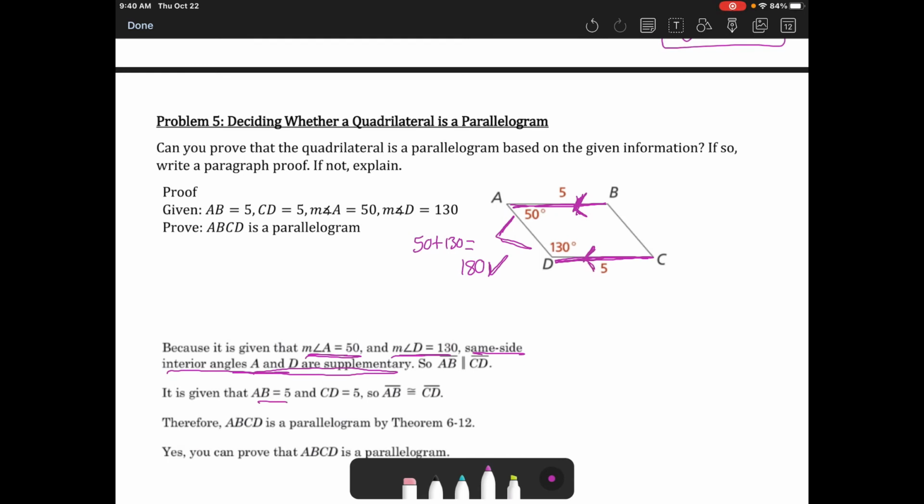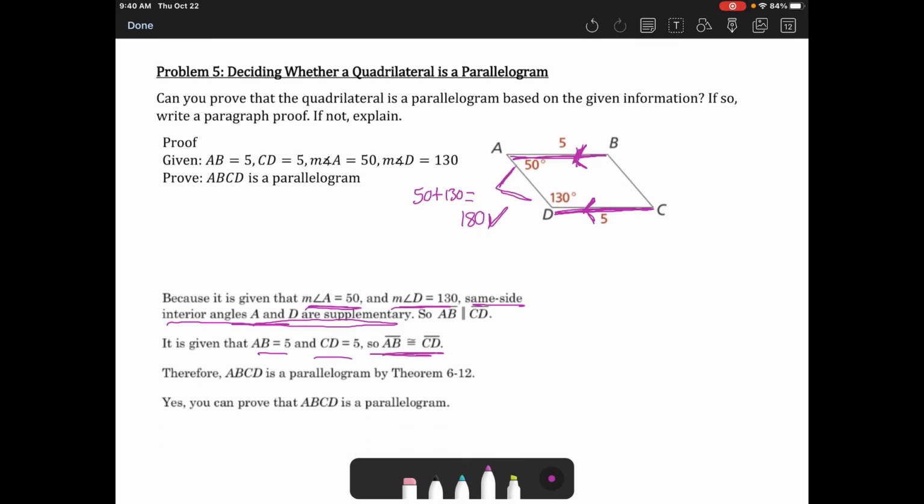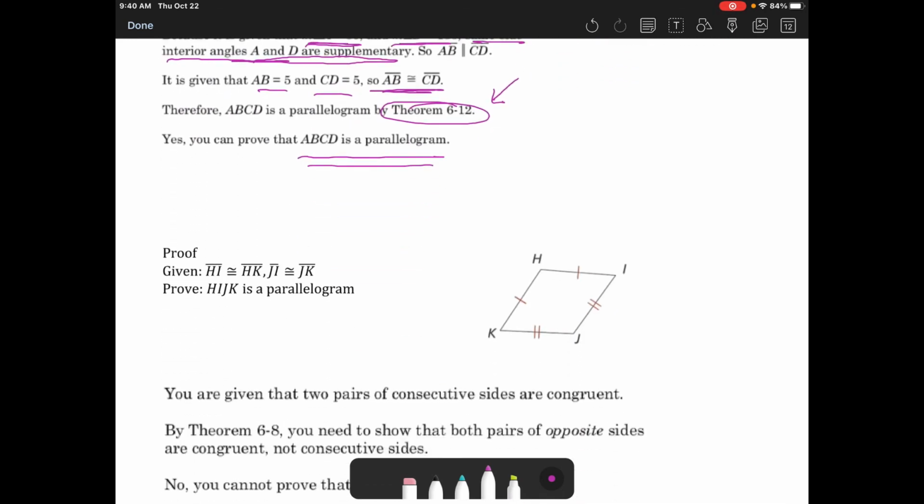Okay, so it is given that AB is 5 and CD is 5, so the opposite sides are also congruent. So therefore, ABCD is a parallelogram by this theorem. Again, go back and look at your reference materials to recall exactly what that theorem states. And so you can prove that this is a parallelogram. Okay, so we discovered that the angles are consecutive and our same side interior, they are supplementary. The opposite sides were congruent for AB and DC, and AB and DC are parallel.